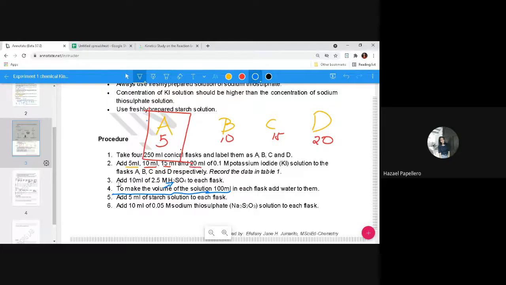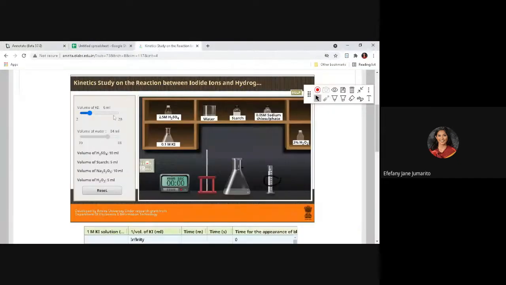Solution to each flask. Okay, so very good. Safe, because the chemical name is written there. Okay, so we will add 10 ml of 0.05 molar. Let's check the class: it indicates the concentration is 0.05 molar, so it's correct. It's already given.